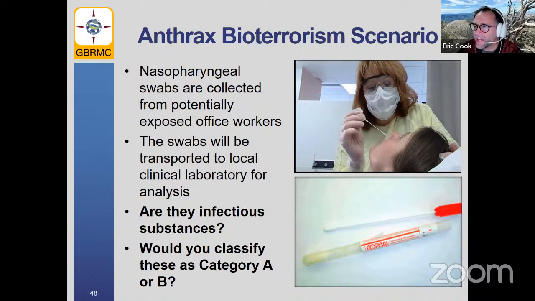So now we have to decide. We believe that these are Bacillus anthracis. That's what it says. This is an anthrax bioterrorism scenario. We believe that the people were exposed to Bacillus anthracis. So when we've collected the swabs, we would expect to find on some of these workers colonies or bacteria in their nasal passages.